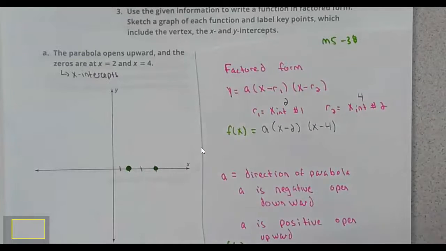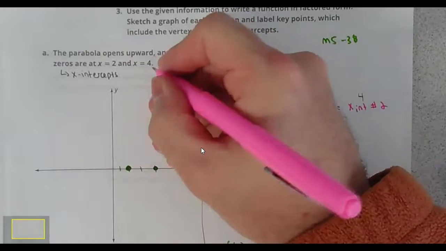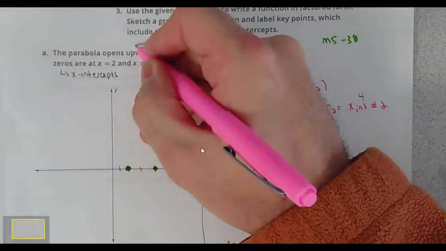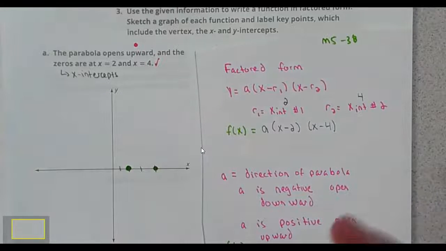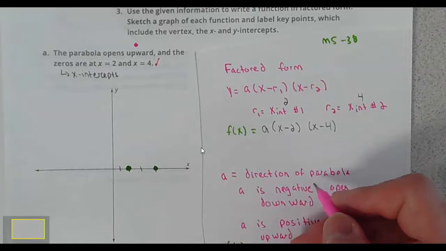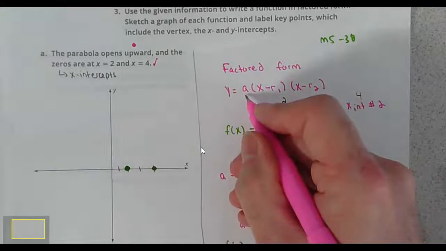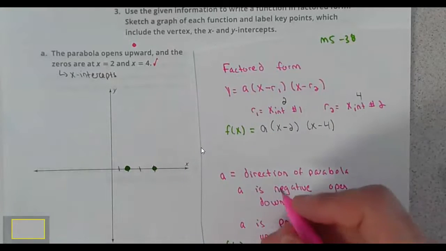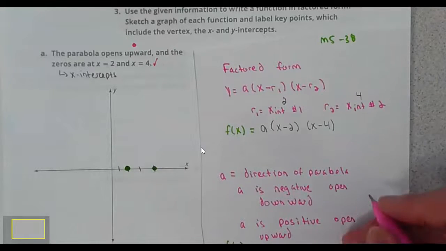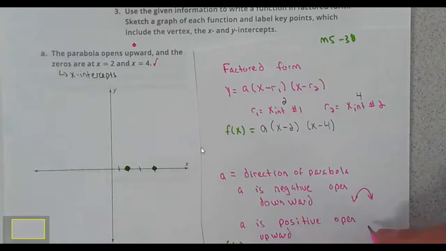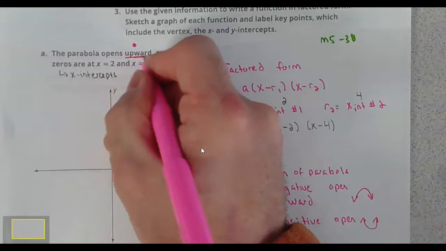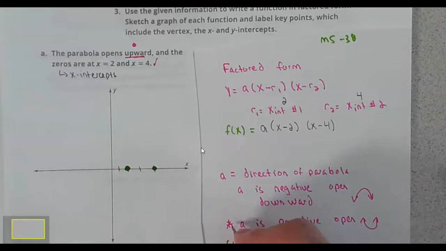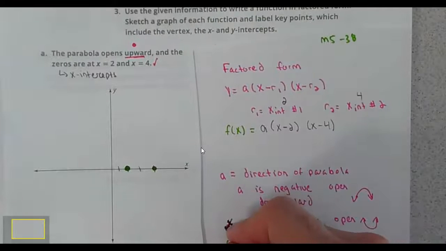Okay? Alright, so in this other case, we've talked about the x-intercepts. Now we just have to talk about my parabola opening upward. What does that mean? That means it's talking about the direction of my parabola, and this a value deals with the direction. If a is negative, my parabola will open downward, going like that. If my parabola is opening upward, it's going like this. In this problem, the parabola is opening upward, so we're dealing with this piece of information right here.